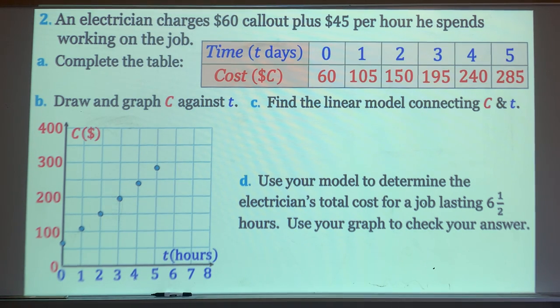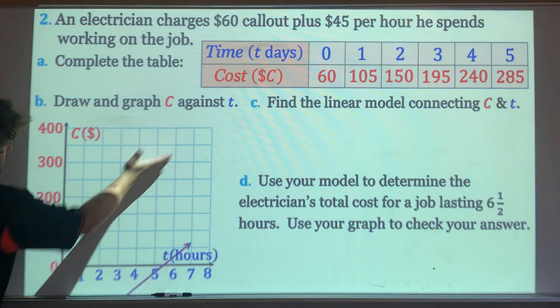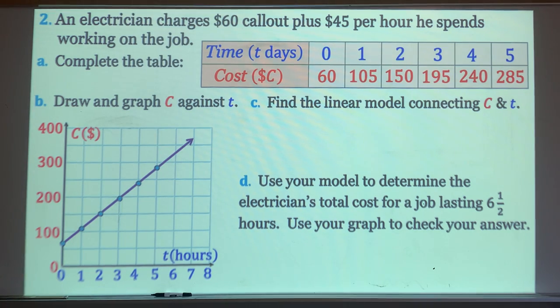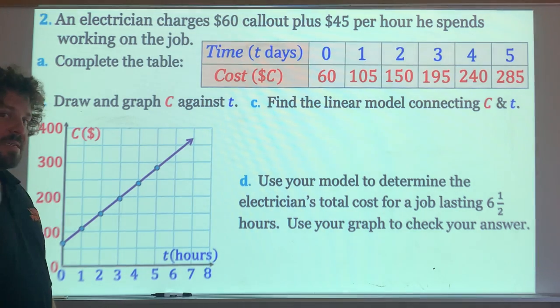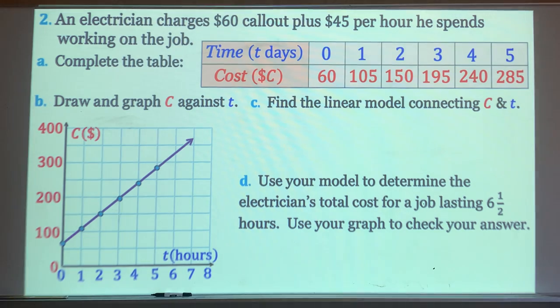Now, is there a linear model connecting these? Can I take this and draw a line through it? Yes, look at that. It hits it perfectly. There is indeed an exact linear model that explains this. Now, what is it? Let's find out what the model is connecting the two.